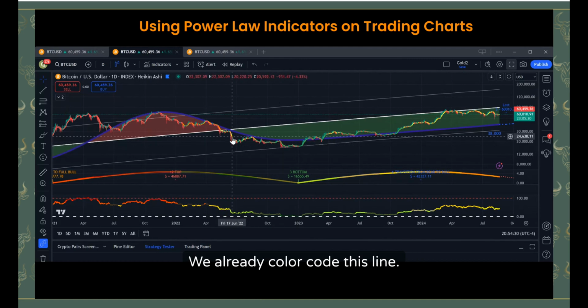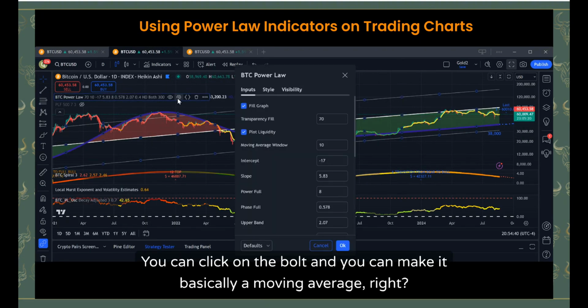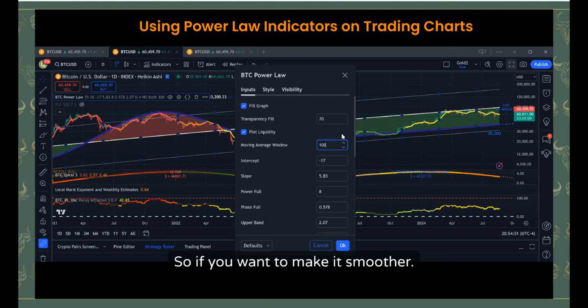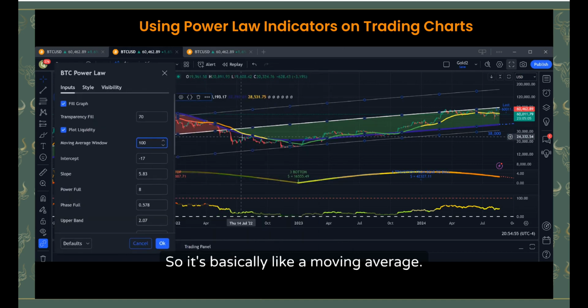We already color code this line. This line is supposed to be, but you can play with it. You can click on the bolt, and you can make it basically a moving average, right? So you can decide you want 20 days. You see, it's going to change, right? Or maybe even 100 days, if you want to make it smoother. So it's basically like a moving average.